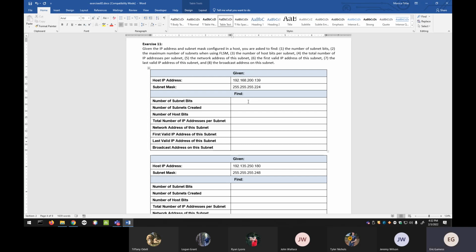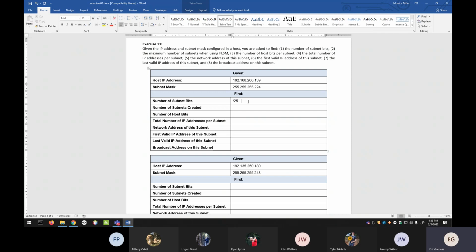For that, we need to first define what is the class of the IP address. Is it class A, class B, or class C? It's class C, no? Remember, class A is when the first byte is between 0 and 127. Class B, 128 and 191. Class C, 192 and 223. So this is class C. What is the default mask for class C?